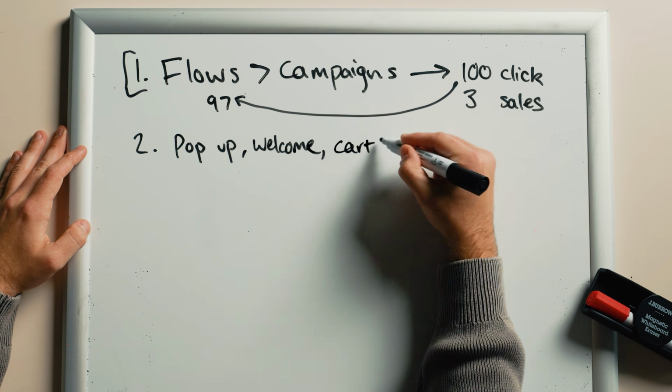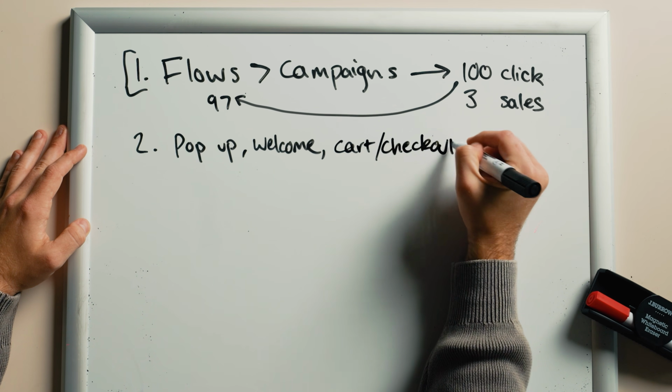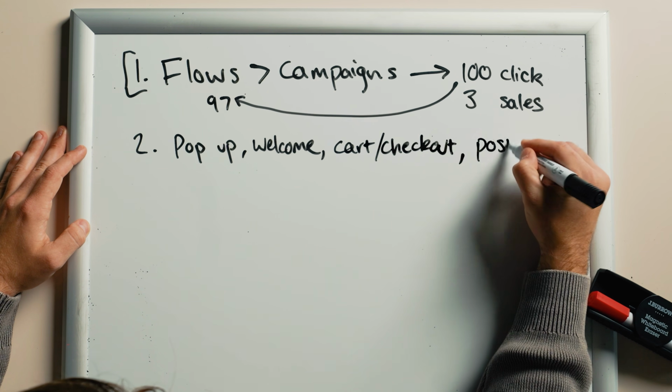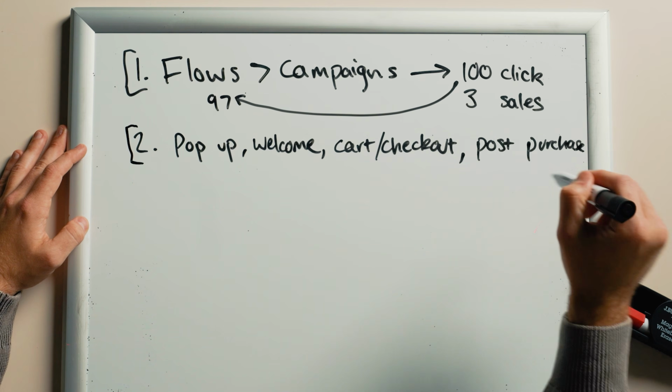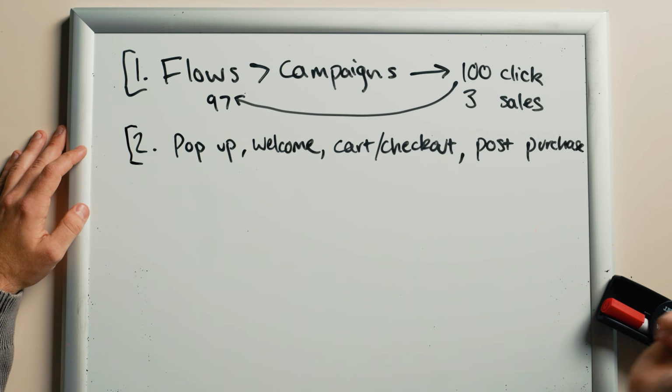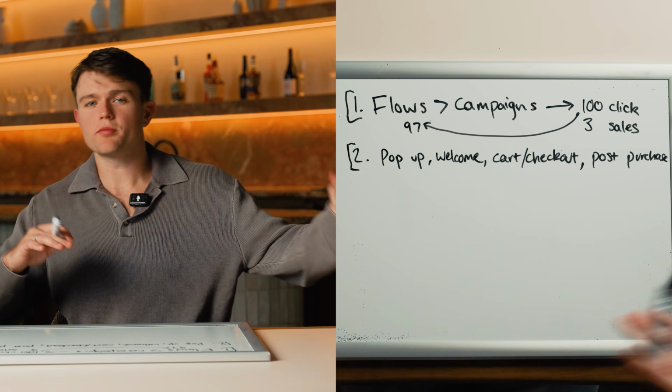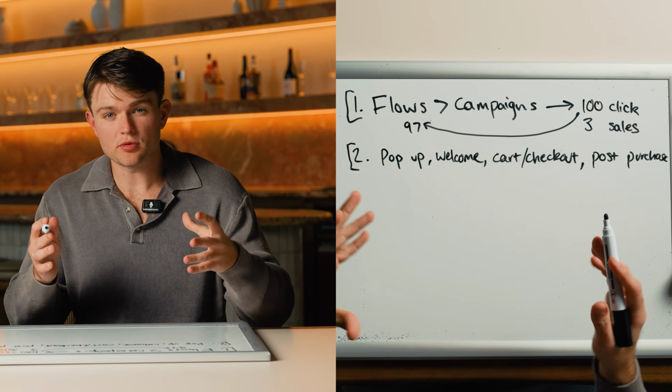Then we want cart and checkout. These are our order recovery, super important. And we want post-purchase. If you do nothing else but build these out, you're gonna have a much better flow system than most people who use Klaviyo, who actually just build out all the random flows for the sake of it, but don't actually hone in on building them properly.